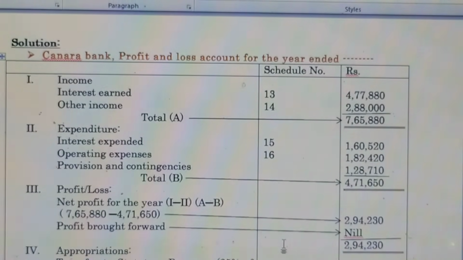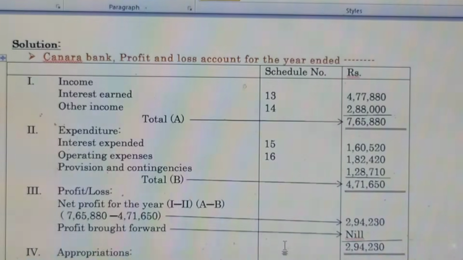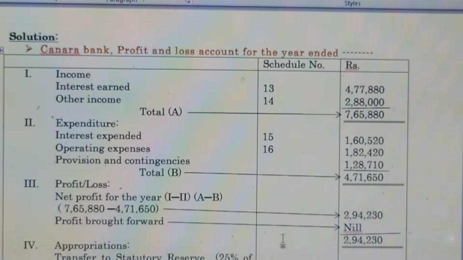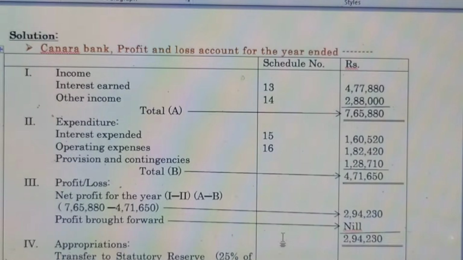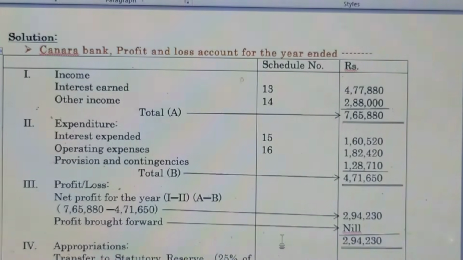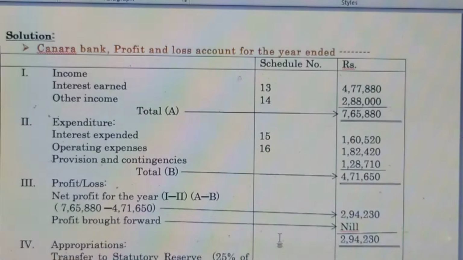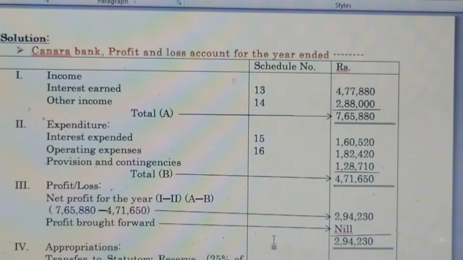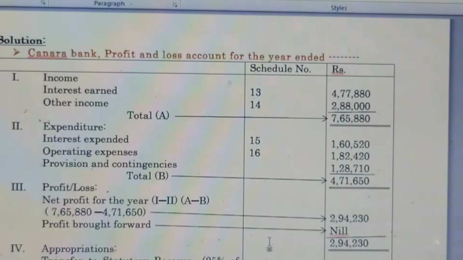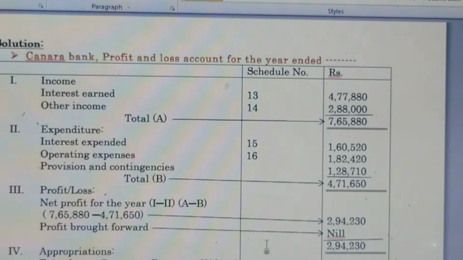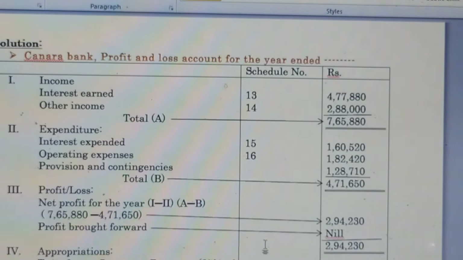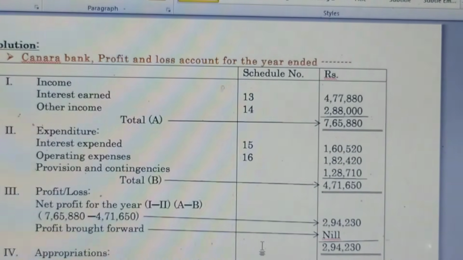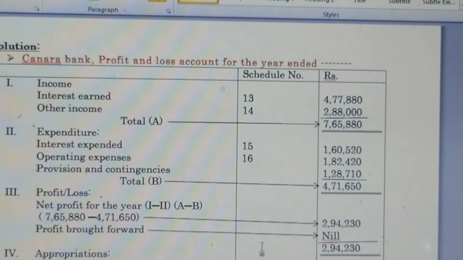Then in the particulars column, we have to mention other income. That is the schedule number 14 heading. Then number 14 will be mentioned in the schedule number column, and in the rupees column, we mention the schedule number 14 total, that is 2,88,000. After mentioning this amount, we add these amounts. We get the total of 7,65,880. That is total A or total income.